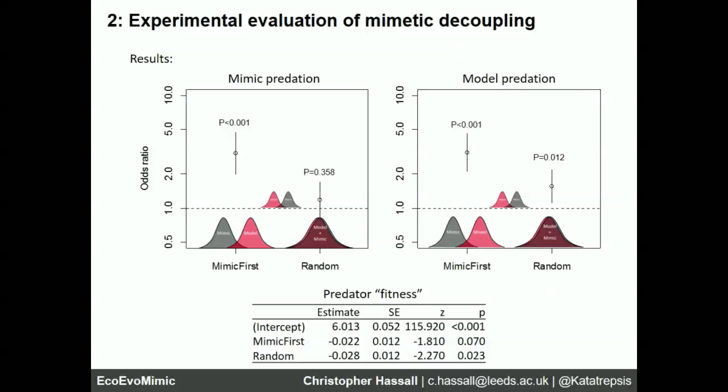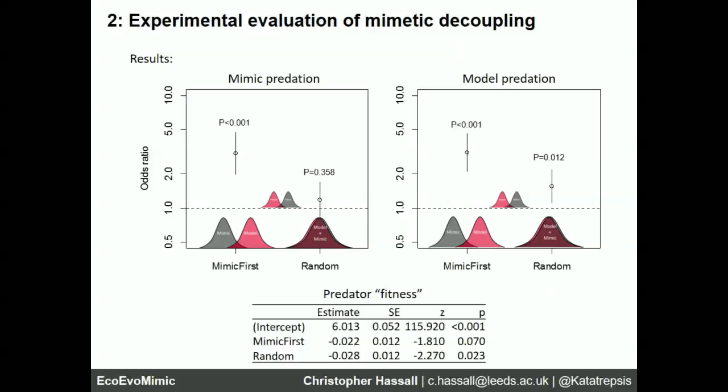The interesting thing is, because the game was structured in such a way that people were trying to score points, they gained points when they ate an insect that was harmless and lost points when they ate a stinging insect, we can actually look at the sum total of the points that the predators accumulated at the end of the game, and that becomes a proxy effectively for predator fitness.